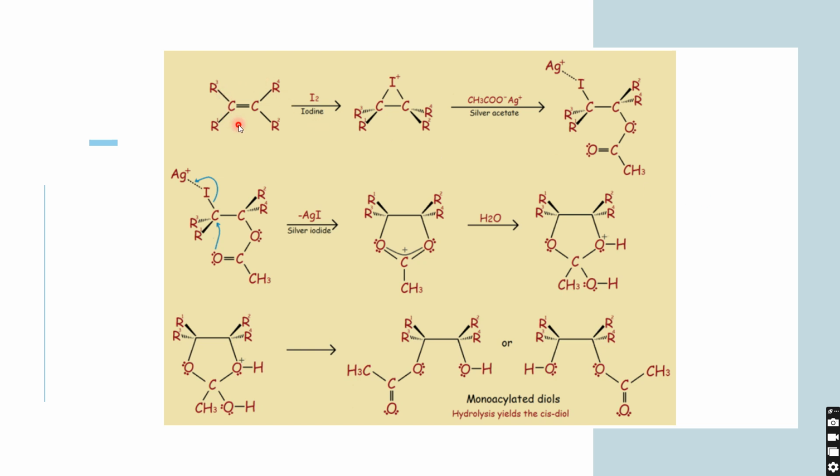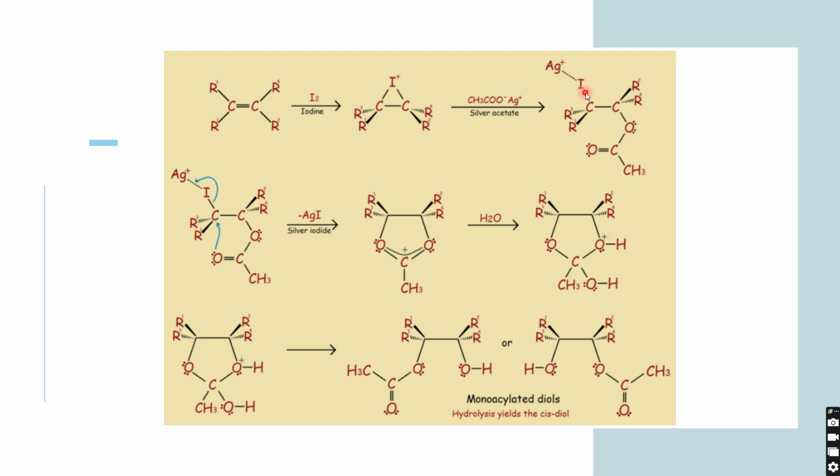We have the olefin first, and in presence of iodine, iodination of the olefin happens and we get an iodinium cation. Then we introduce silver acetate. The acetate anion is going to undergo nucleophilic attack at this carbon, resulting in the opening of the iodinium ion. This is how the iodinium ion gets opened up, and this carbon-iodine bond is now absent. The counter cation, silver, is coordinating to the iodide.